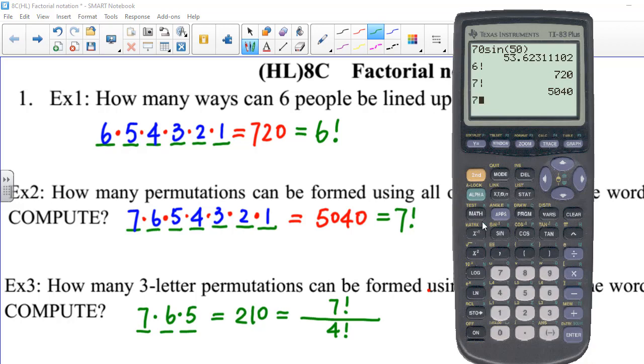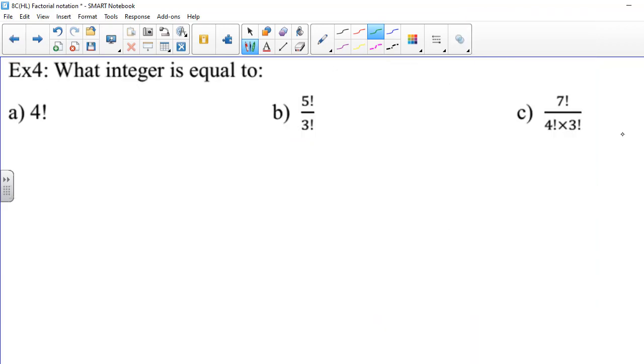It's 7 factorial divided by 4 factorial, 210. Let's look at example 4.